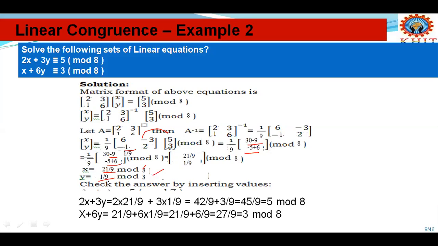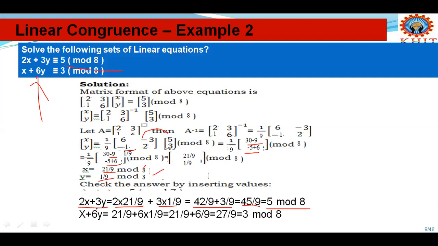We can check these values by inserting the x and y values in these two equations. The first equation is 2x plus 3y. This is equal to 2 into the x value, 21 by 9, plus 3 into 1 by 9. This is equal to 42 by 9 plus 3 by 9, that is equal to 45 by 9. This is 5 mod 8. If you substitute x and y values, we are getting 5 mod 8.